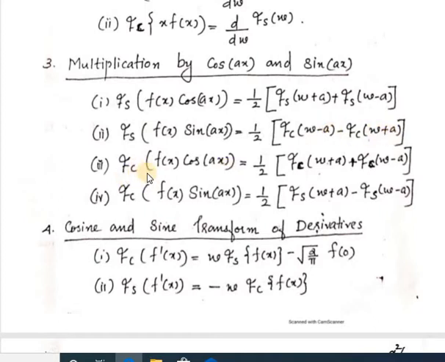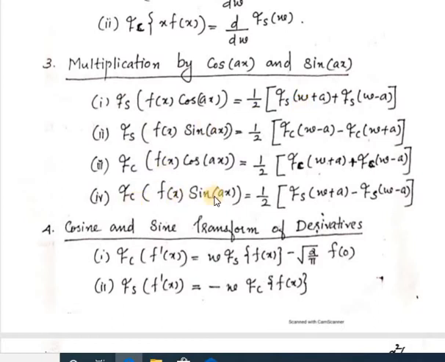Next one, Fc(f(x) cos ax). If we want to find the Fourier cosine transform of a function with the cos term, first find the Fourier cosine transform of f(x), then replace in the answer ω by ω + a here and ω by ω − a here, then take the average. That is, in cosine, if we have to find the Fourier transform of a function together with the cosine term, we have to find the same trigonometric transform. If it is cosine, then find the cosine. If it is sine, find the sine.